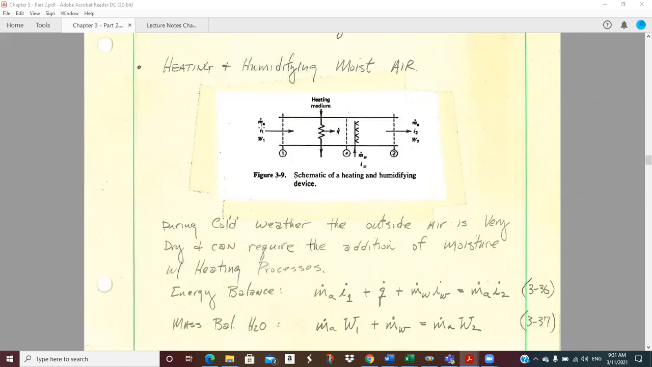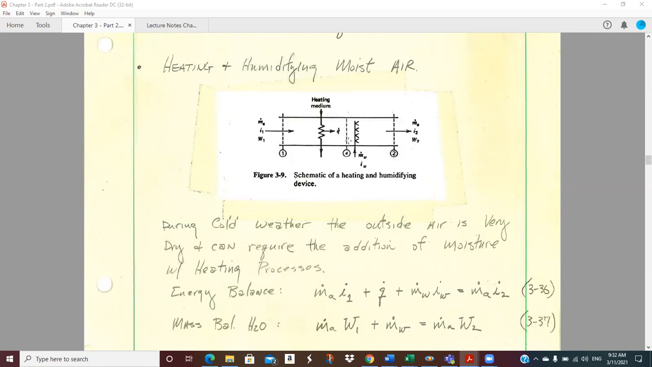Let's see. So we just have a single mass flow rate of moist air, rather, coming through, probably given to us as a volume flow rate, and we would have to convert to the mass flow rate in the problem solution. But at any rate, we have a mass flow rate of dry air, has moisture in it. It has a total enthalpy of I1, humidity ratio W1, comes in, goes across a heating coil, transfers some heat into it, so sensible heating.